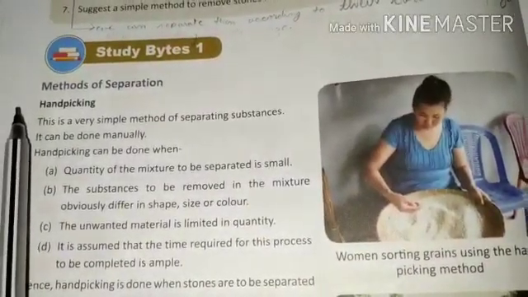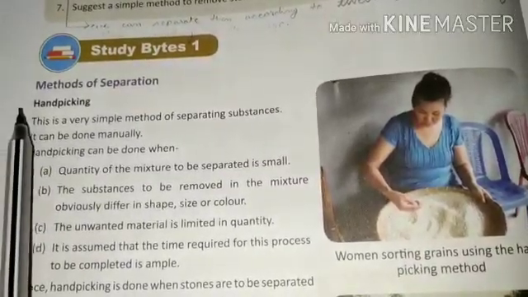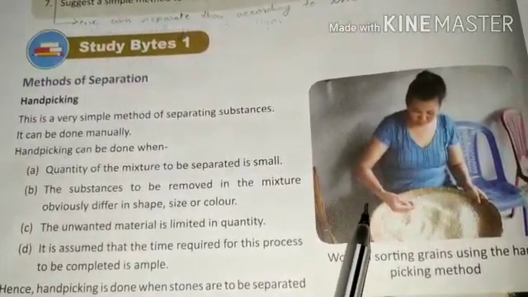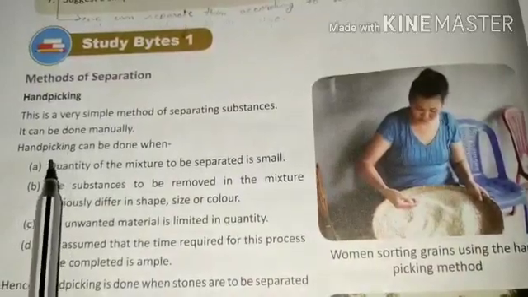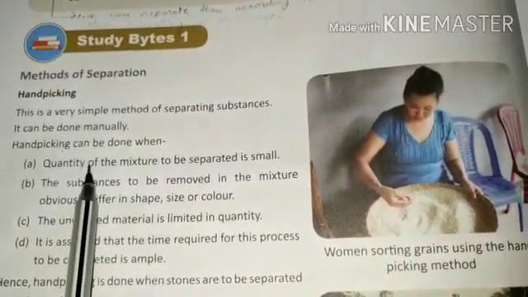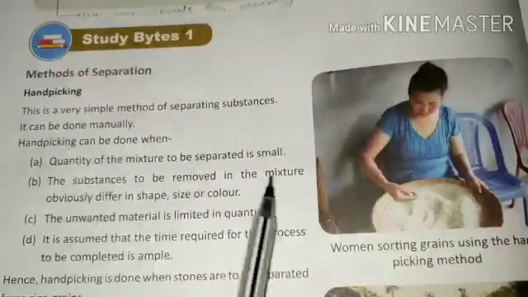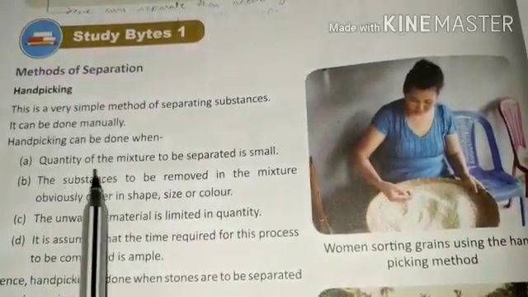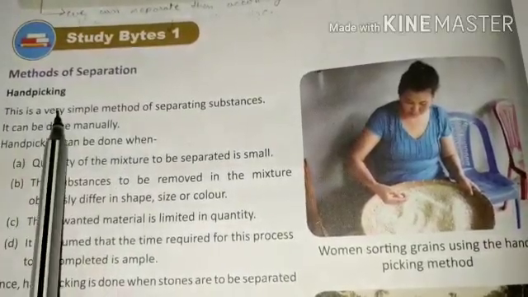So you might have noticed that your mother or grandmother used to take the grains like this lady is doing in the picture, and one by one they remove the impurities or the unwanted materials like stone, wood or stalk, etc. from the grains. So removing the unwanted materials from the grains by our hands is called hand picking.